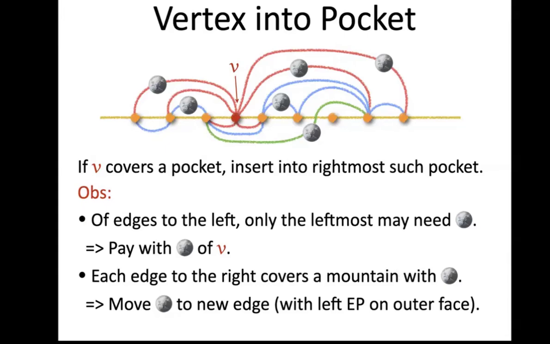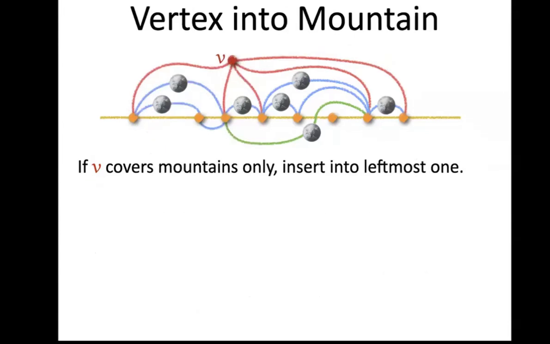Now, of course, the other case is that there is no pocket at all that is covered by this new vertex V to be inserted. That's the second case. We only have mountains, possibly only one, possibly many. Anyway, we take the leftmost one. And now we have to make space. We have to put V on the spine.